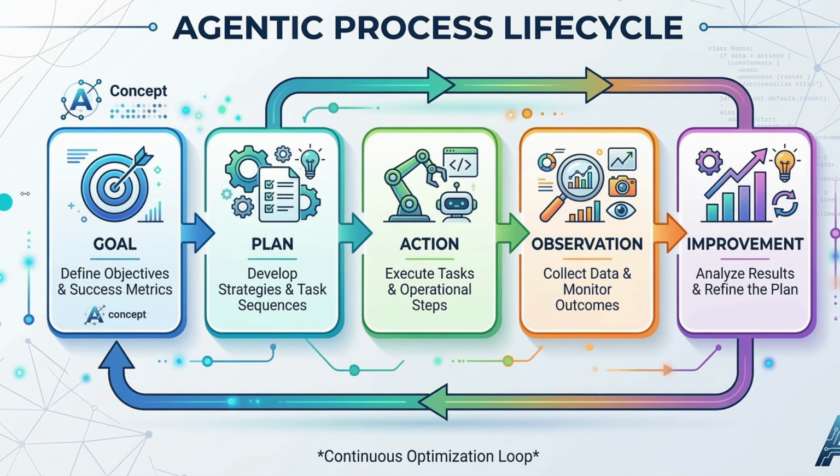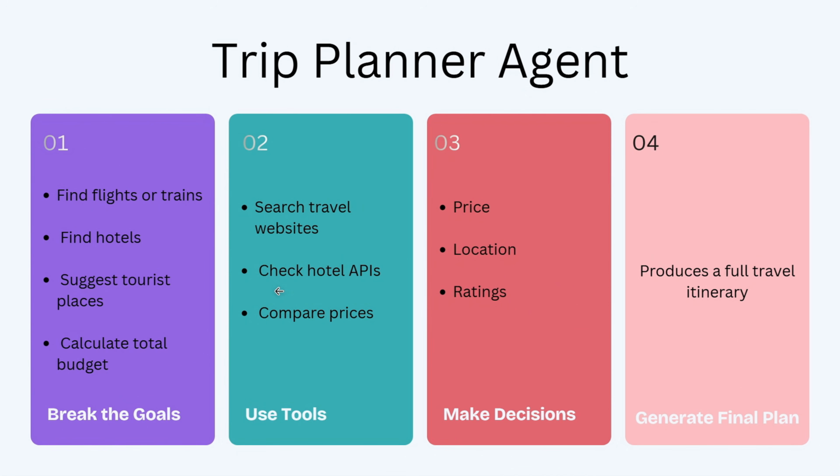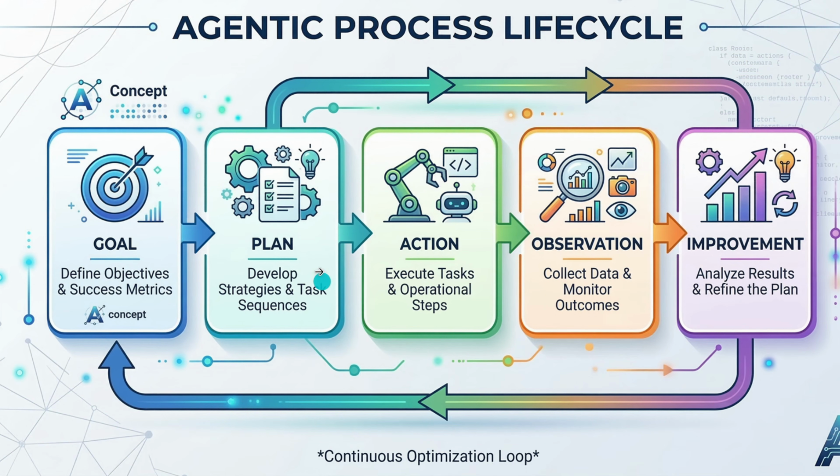Getting into the plan, we can develop the strategies and tasks. These are the tools, these are the tasks we have to do. We have to go to the travel website and search whether there are flights, trains or buses to travel to the destination, and check the hotel APIs for hotel fares and better hotels with ratings and prices, comparing the prices, which is good, which is low, which is high, and it is planned by that.